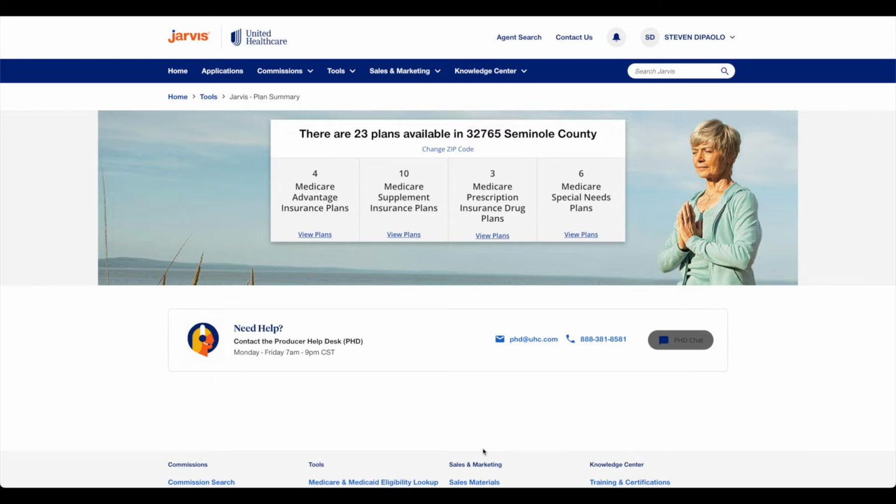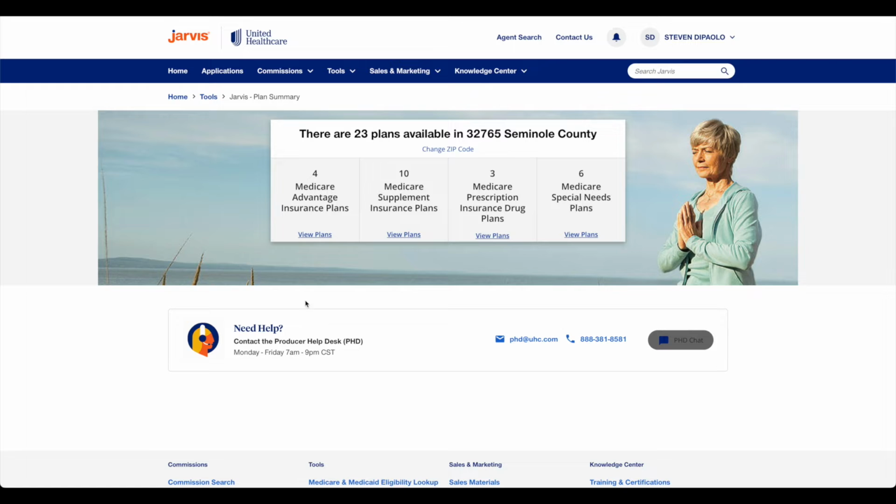So now that we've gone over the different types of Medicare Advantage plans, let's take a look at a couple examples of actual plans in a particular area. As you can see on the screen here, I'm using United Healthcare's plan search in Seminole County, Florida. That actually is the county I reside in myself.